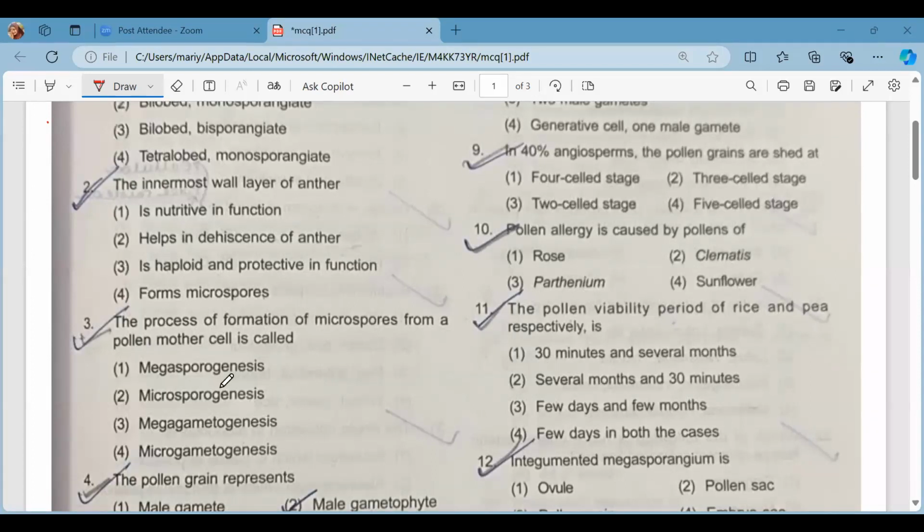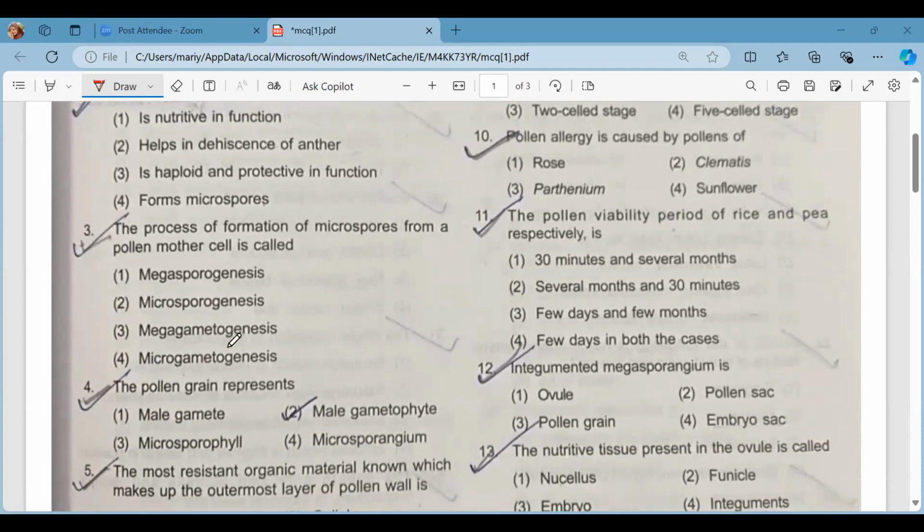Did you get the answer? Number one, it's nutritive in function. What is the name of the innermost layer? Tapetum. Very good. All right.